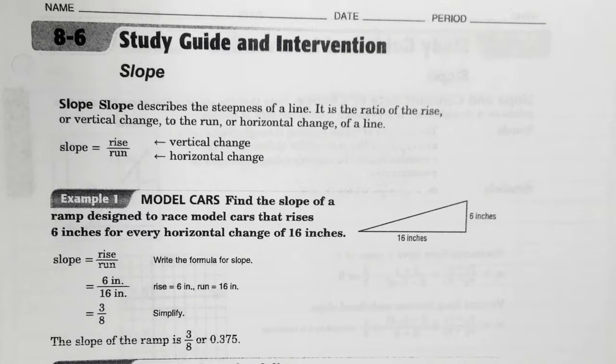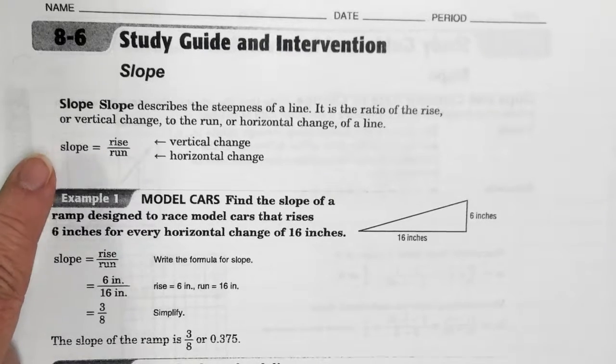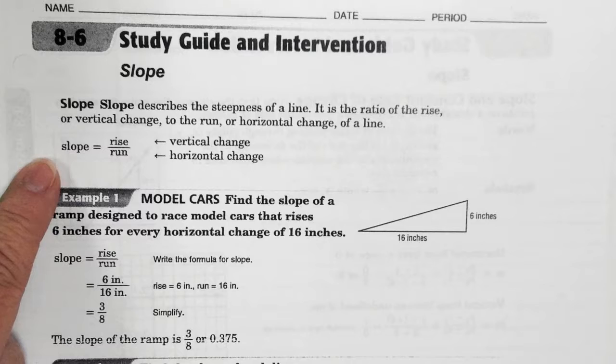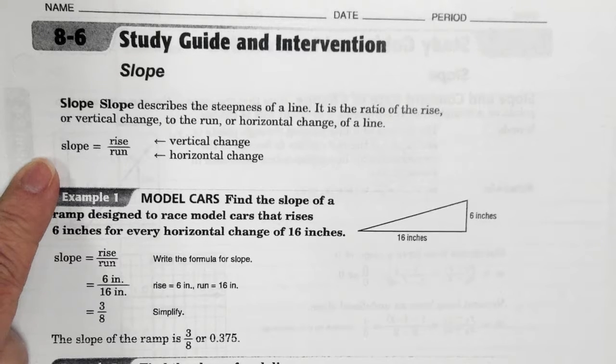Alright, today we're going to talk about slope, and this is in your textbook, lesson 8-6. Slope, we think of an incline, and you need to know that it's going to be rise over run. If you're sitting in your desk and I ask you to run to the office, what are you going to have to do first? Well, you're going to have to stand up, and when you stand up, you rise, and then you run to the office.